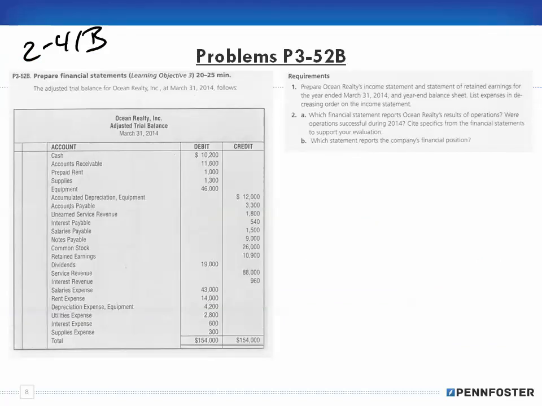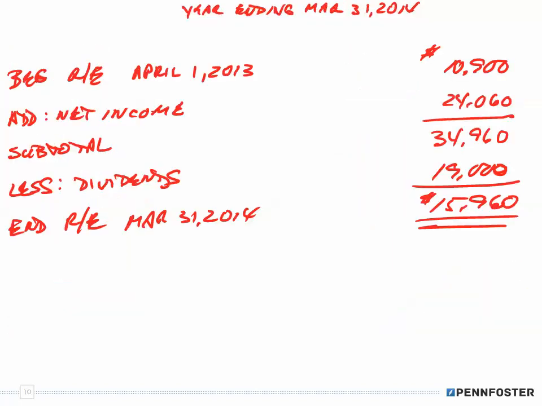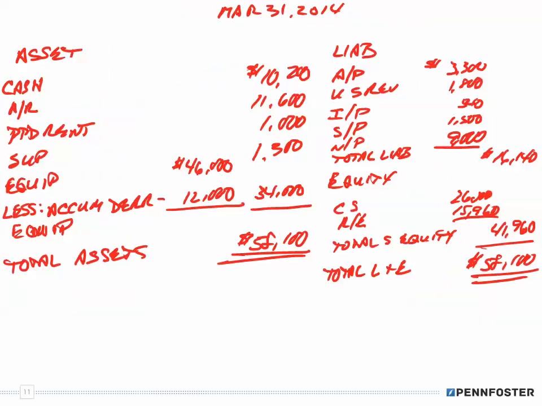And B says which statements report the company's financial position. Well, that's the purpose of the balance sheet, to record the financial position of the company. With that said, that's it for this problem, and we only have one more left, 53, and I will see you in the next video for that one.